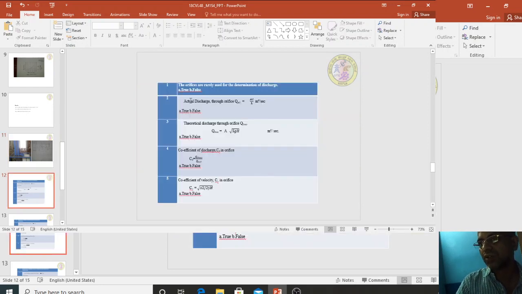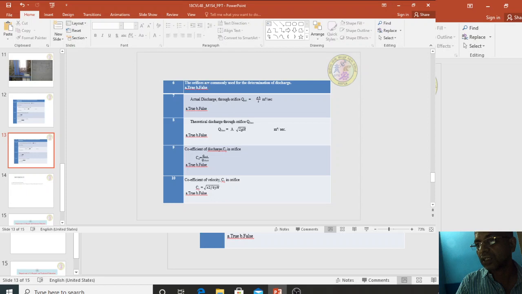Okay. Now coming to the multiple choice question: Orifices are rarely used for determination of discharge. True or false? The answer is false. The actual discharge Q actual is given by A H by T, that is true. Theoretical discharge A into root 2GH, that is false. Coefficient of discharge CD is Q theoretical by Q actual, it is false. Coefficient of velocity CV is x square by 2YH, it is false.